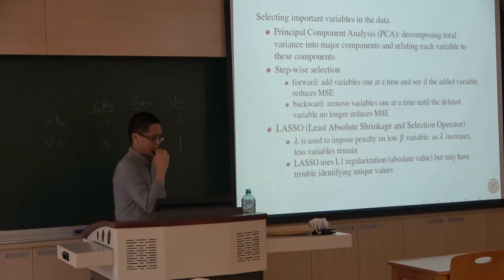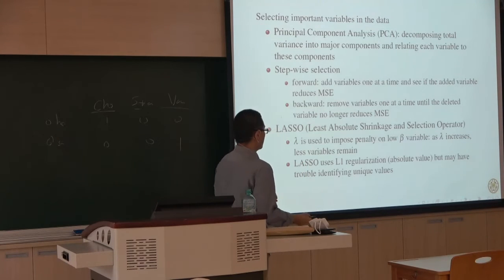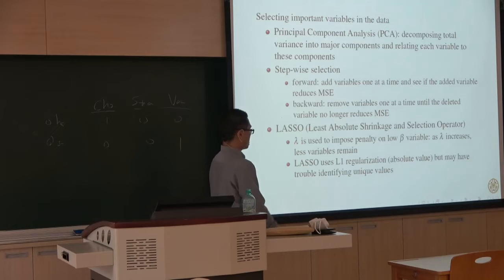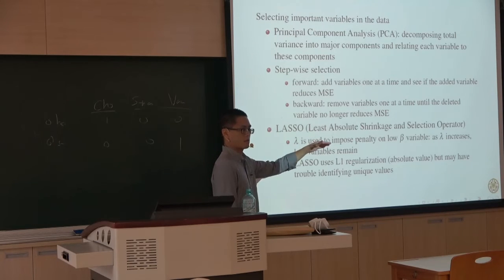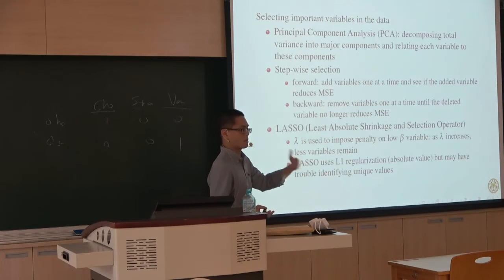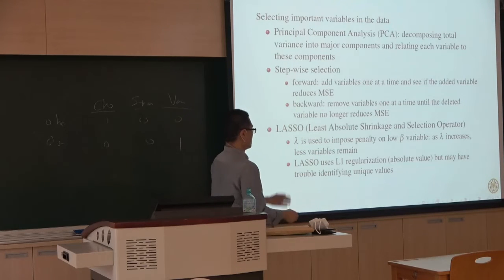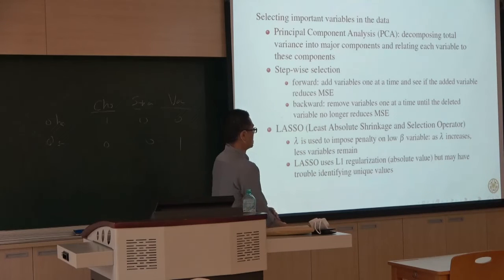Or use the lasso, which I covered. This is actually the least absolute shrinkage and selection operator. The lambda parameter is used to impose a penalty, so a larger lambda imposes a larger penalty on unimportant variables, and they will be kicked out. Right? A small lambda means fewer variables are kicked out. So as lambda increases, fewer variables remain.